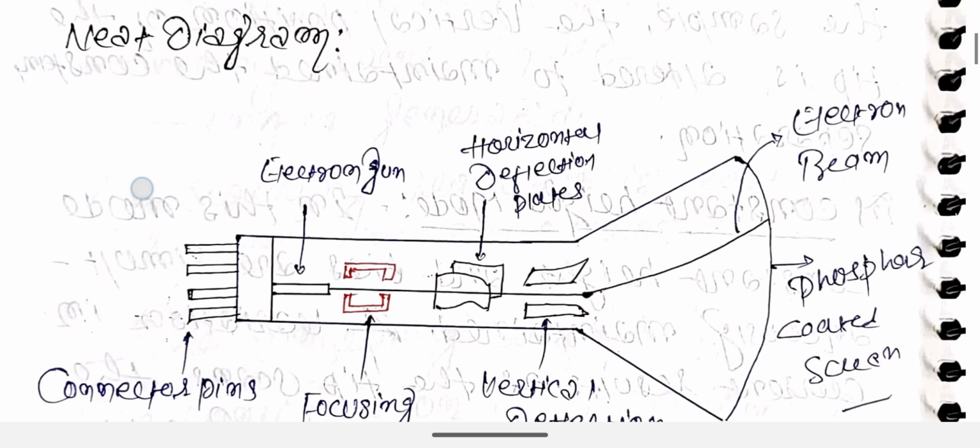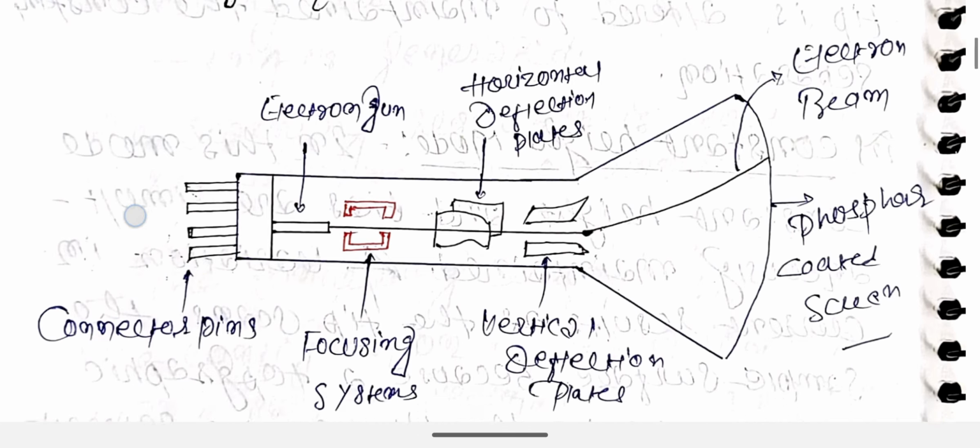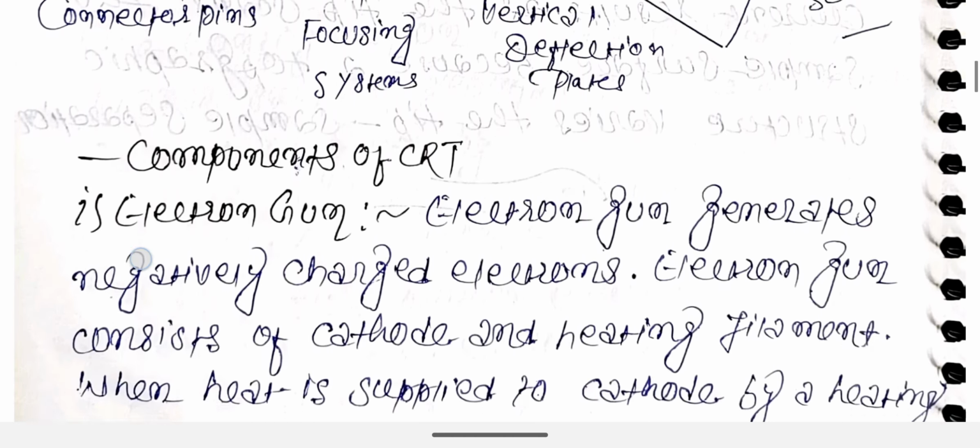Need diagram. Let's see the diagram, friends. First of all, electron gun, horizontal deflection plates, electron beam, phosphor coated screen, connector pins, focusing system, vertical deflection plates. This is the neat diagram, friends.